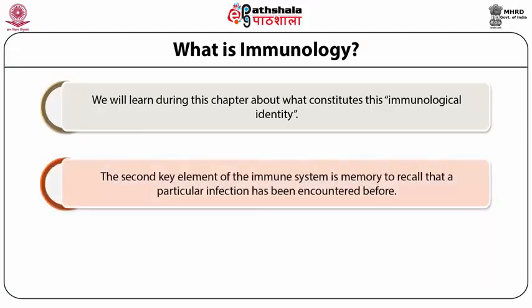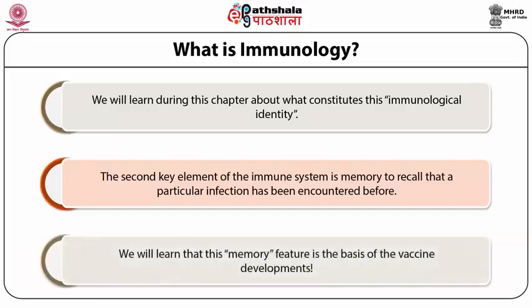The second key element of the immune system, as we had pointed out, is sort of a memory to recall that a particular infection has been encountered before. Almost towards the end of this course, we will learn that this memory feature is the basis of vaccine developments.